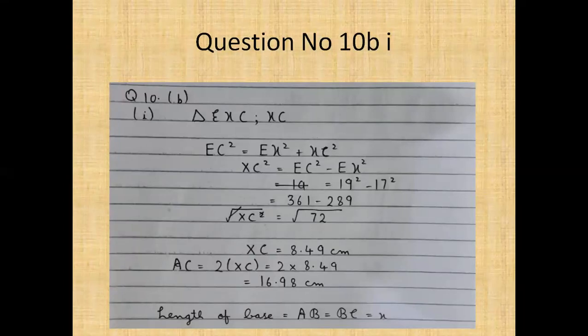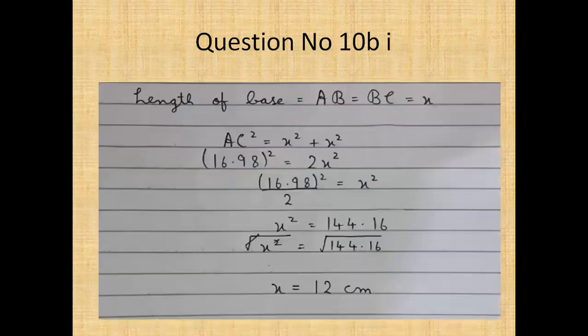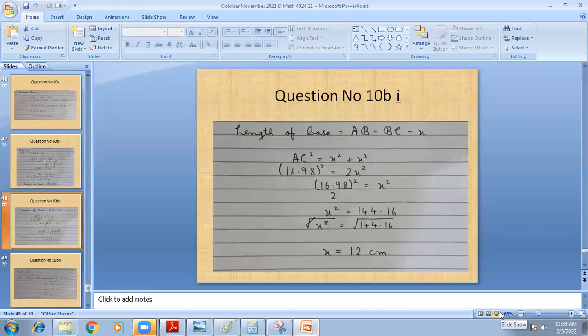So the length of the base, we will suppose is X. So then I will apply the Pythagoras again on that. AC square will be equal to X square plus X square. So that will be 16.98 square equals to 2X square. So 16.98 square divided by 2 equals to X square. So you will have X square equals to 144.16. So when you take the square root on both the sides, you will have X equals to 12 centimeter. So the base of that pyramid is 12 centimeter. That was what you have to show.